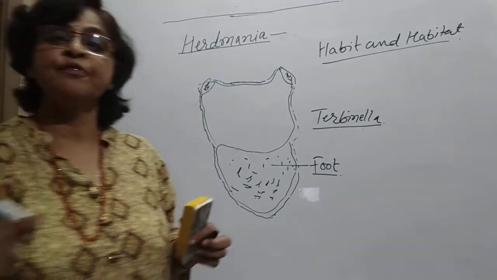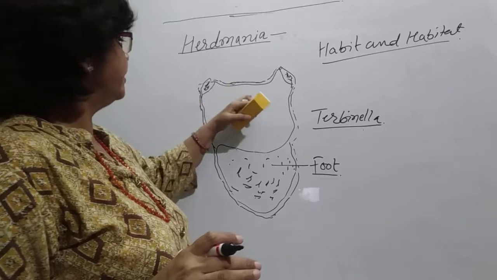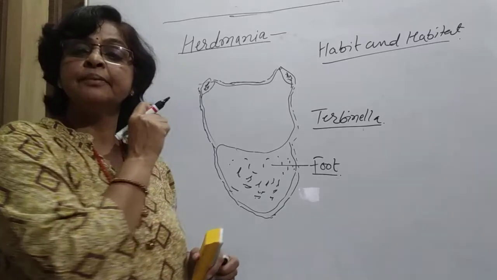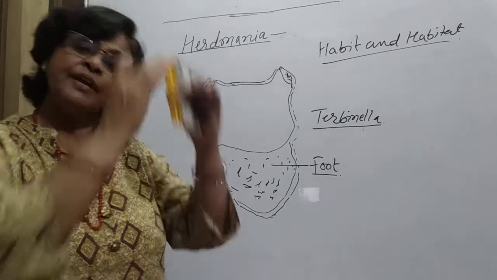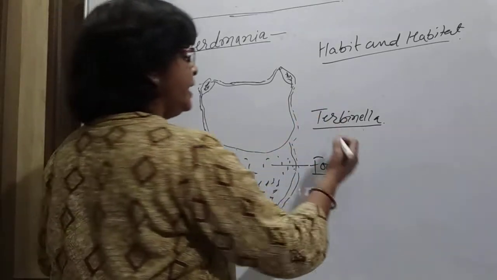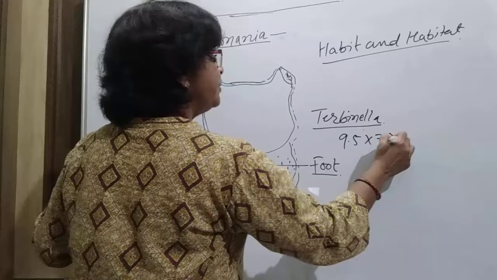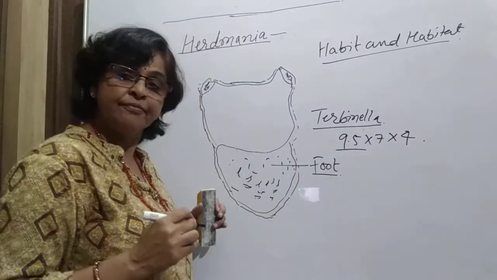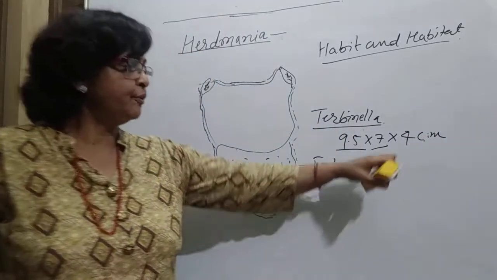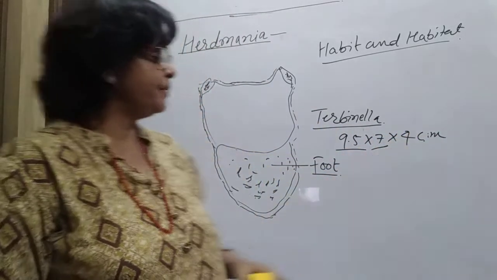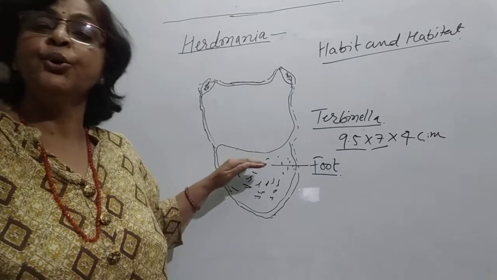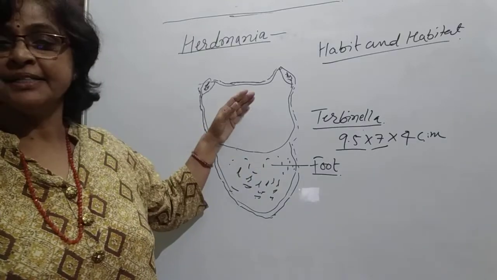Now, what is the external morphology? You are seeing it here. The body is divisible into two parts. First, the shape and size: the body is somewhat rectangular, approximately 9.5 by 7 by 4, meaning 9.5 centimeters long, 7 centimeters broad, and 4 centimeters thick. It is a purse-like structure. The lower part is known as the foot, and the upper part is the body proper.